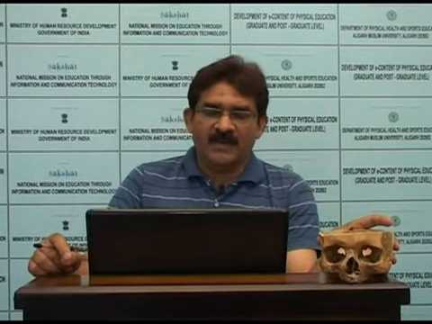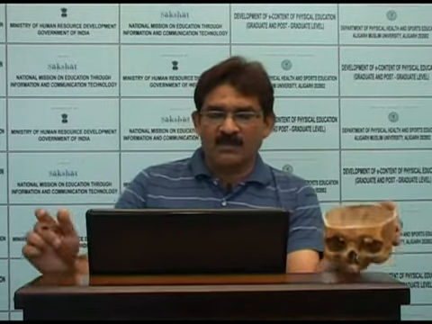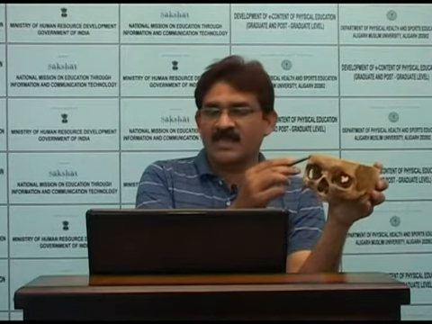Zygomatic bones form a portion of the lateral walls of the orbit. Frontal process of the zygomatic bone articulates with the frontal bone. Temporal process, this is the temporal side. Temporal process of the zygomatic bone articulates with the temporal bone.